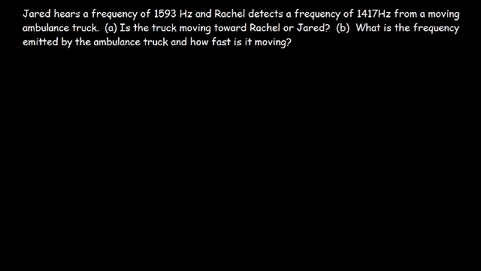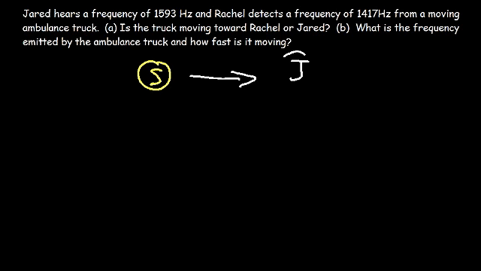Jared hears a frequency of 1593 Hz, and Rachel detects a frequency of 1417 from a moving ambulance truck. Is the truck moving towards Rachel or Jared? What would you say? Now, whenever the source moves towards the observer, the frequency goes up. And if it moves away from an observer, the frequency goes down. Because Jared hears a higher frequency than Rachel, the source is moving towards Jared.